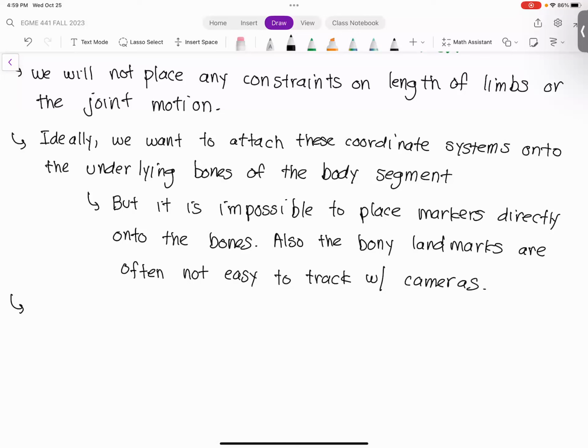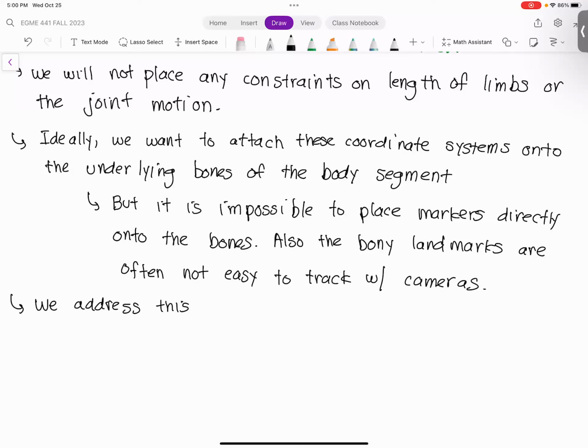And so to alleviate this problem, we use a two coordinate system approach. What you're going to see is that we define two coordinate systems per body segment. We have one coordinate system that is attached to the bones, and so we place the markers in strategic locations where, at least reasonably speaking, we're able to track the motion of the bone underneath. So that's one coordinate system.